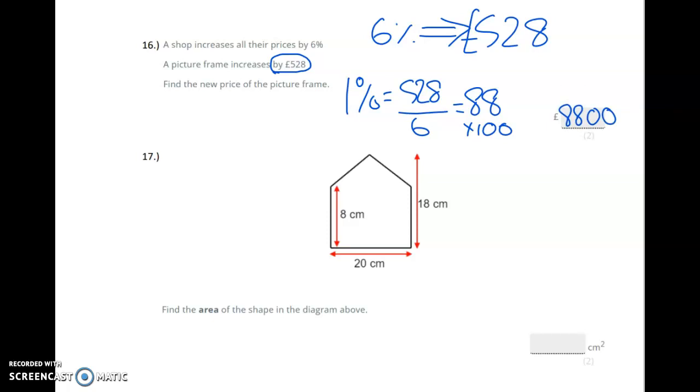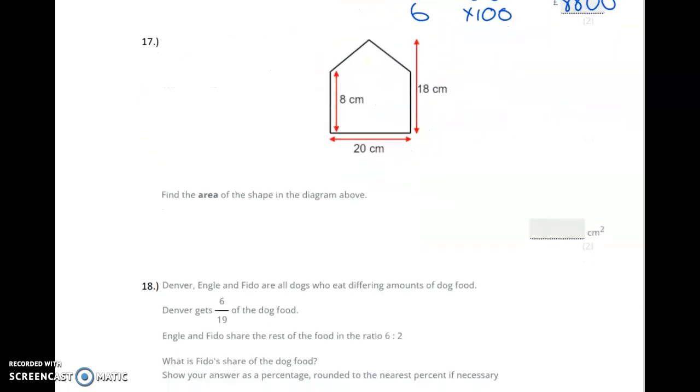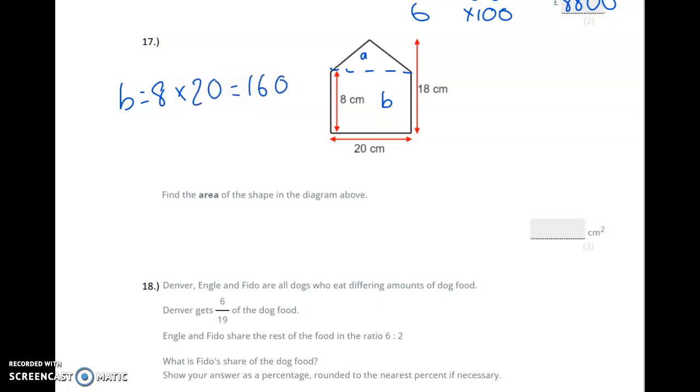Okay. So it says, number 17, find the area of the shape in the diagram above. So it's a compound shape, so what we'd have to do is split it across there. I'll label these parts 1A and 1B. So I'll do B first, because I can. So the area of B would be 8 times 20, because area of a rectangle is the height times the width, so that gives us 160 centimetres squared. So that's B.